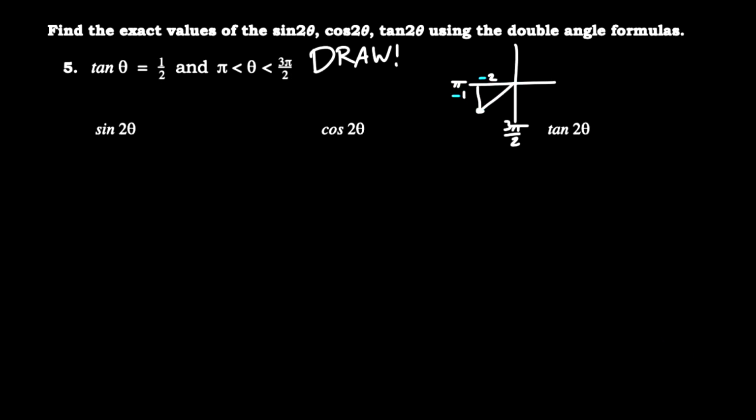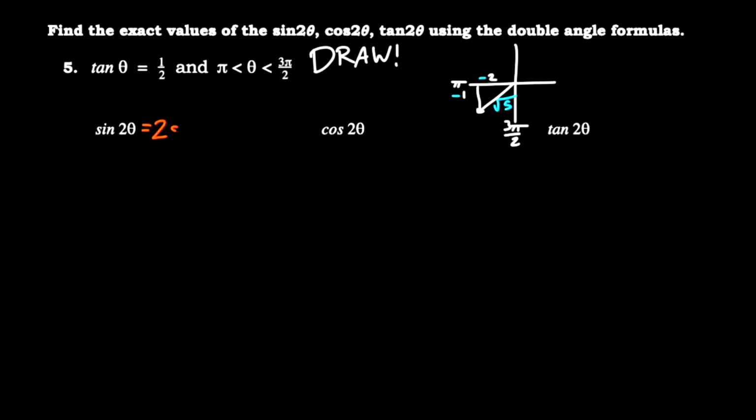Now this is not one of our special triangles that we're used to seeing, but we can use the Pythagorean theorem and figure out the hypotenuse length. So if we have 1 squared plus 2 squared equals c squared, we'd have 1 plus 4 is c squared. So the hypotenuse would be the square root of 5. So now that we have this drawn out, we know what our triangle looks like. We can just start filling in values in these problems.